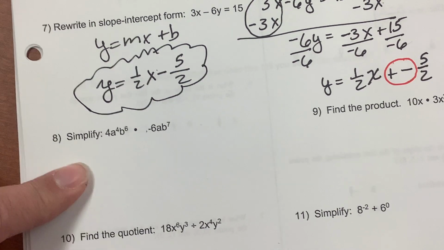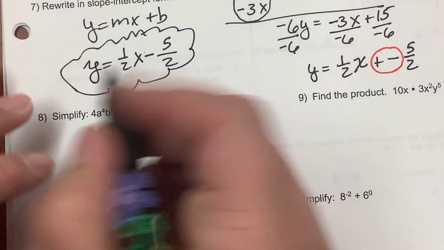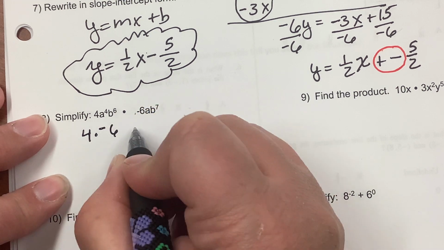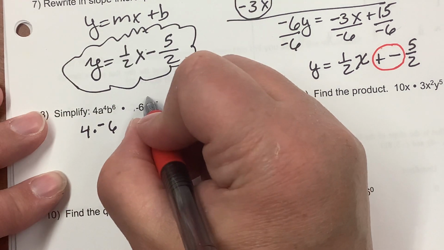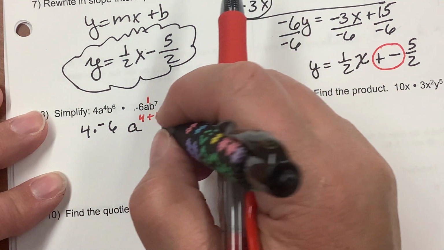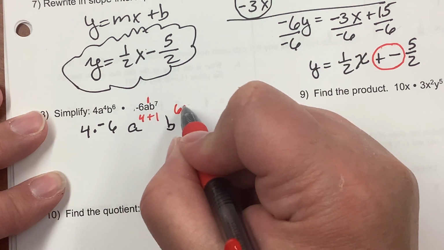Simplify this. What rule is that? That is the product rule. So multiply the numbers. 4 times negative 6. Keep the base, add the exponents. 4 plus, there's an invisible 1 there. 4 plus 1. Keep the base b, add the exponent 6 plus 7.